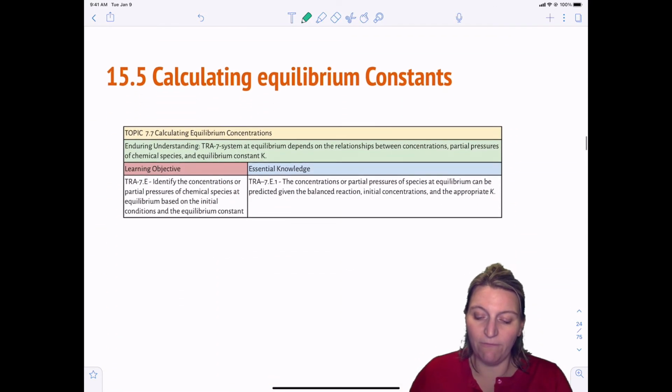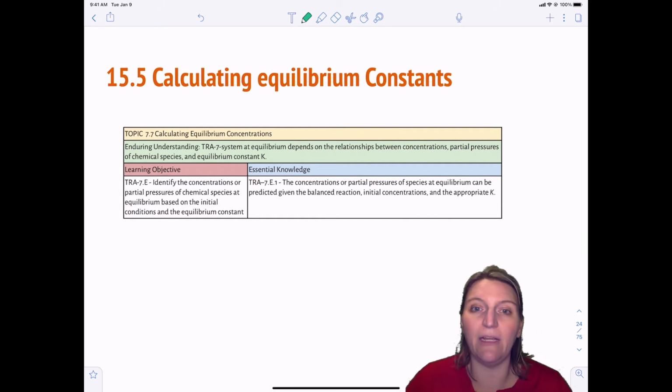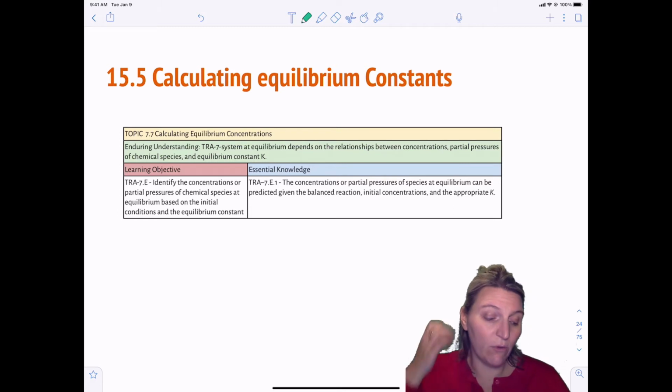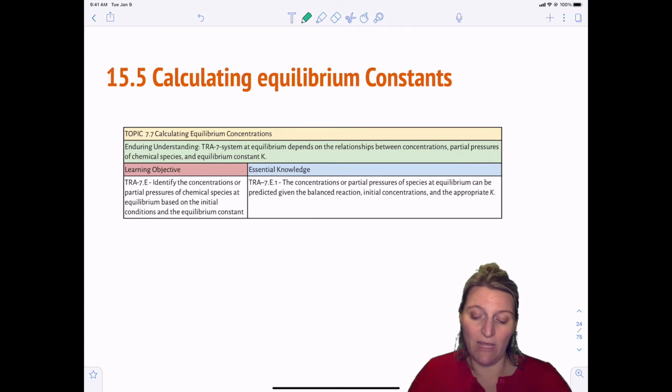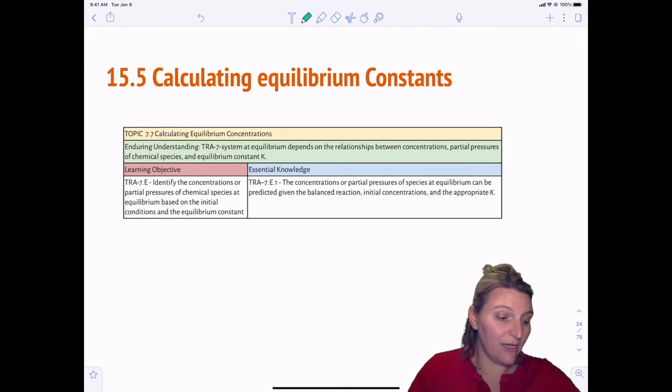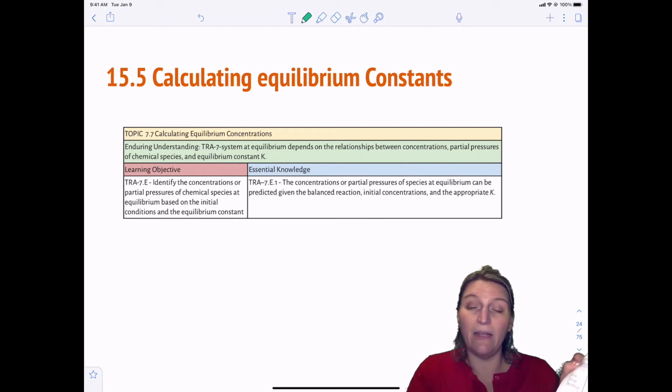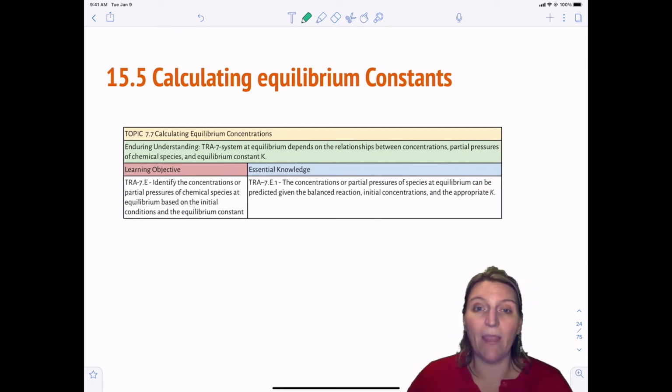And now moving on to 15.5, calculating equilibrium constants. So far, every single time that we've had an equilibrium constant, the number has been given to us. So we're going to learn a little bit about how we can calculate equilibrium constants, and then also we will move on from there to figure out, when I have the equilibrium constant, what I can figure out mathematically from that.